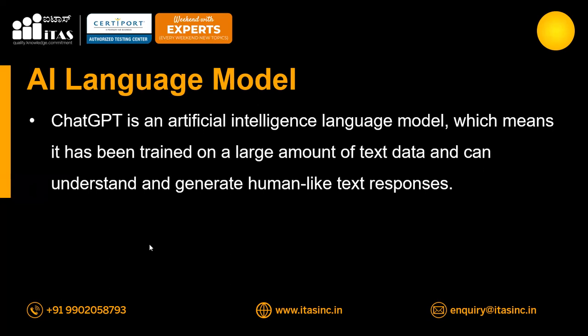AI language model. AI means artificial intelligence. ChatGPT is an artificial intelligence language model, which means it has been trained on a large amount of text data and can understand and generate human-like text responses. That is, we ask a question, and it will answer as if some human is answering.